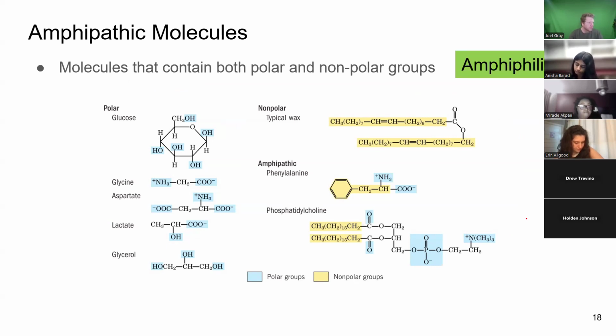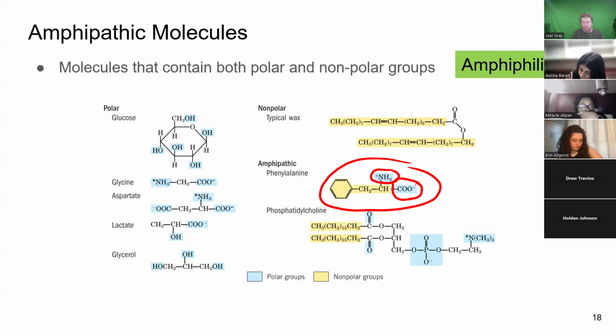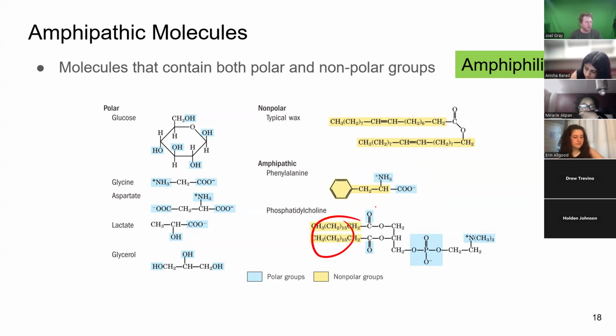They have polar regions and nonpolar regions. For instance, the amino acid phenylalanine right here has a nonpolar portion, but then it's got a positively charged and a negatively charged group. So it's got two polar regions and a nonpolar region. Another one is known as phosphatidylcholine. It's got a nonpolar group and then it's got polar regions, sure enough.